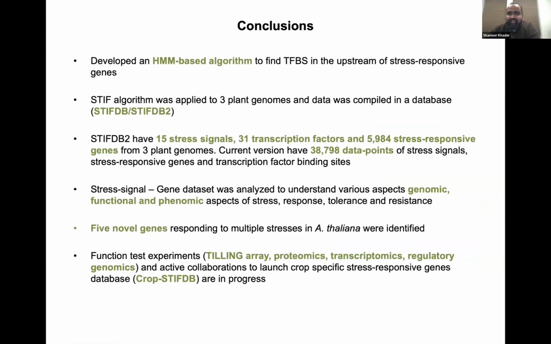With that, I would like to conclude the session. We developed an algorithm. We developed 2 iterations of a database. It's an important resource for plant biologists who are studying plant stress. We looked at the functional landscape of stress responsive genes. We identified some novel genes as well. And we have extended our collaboration in very many ways.